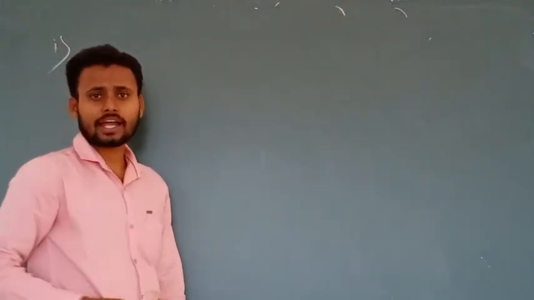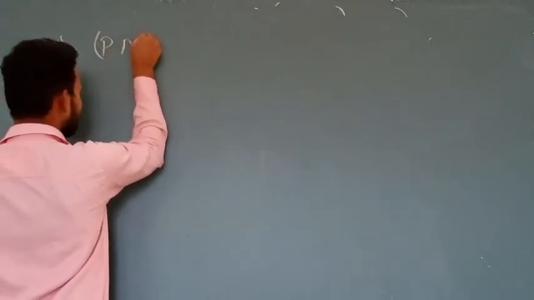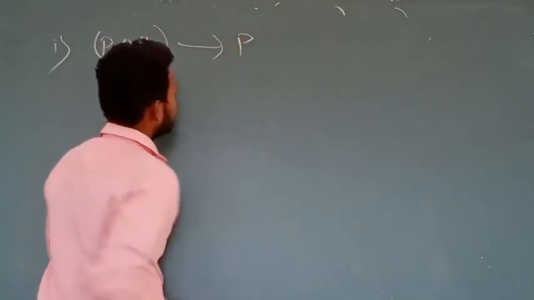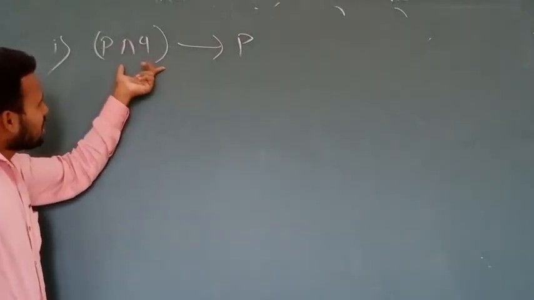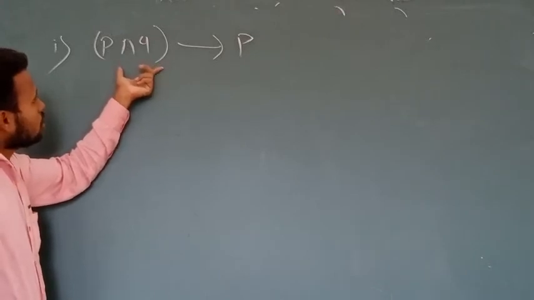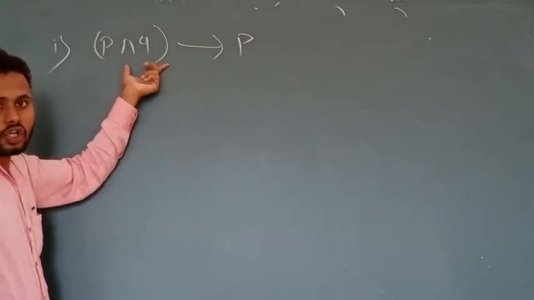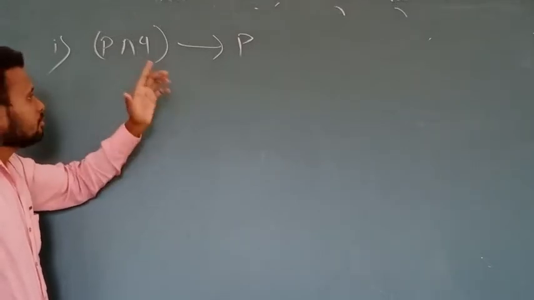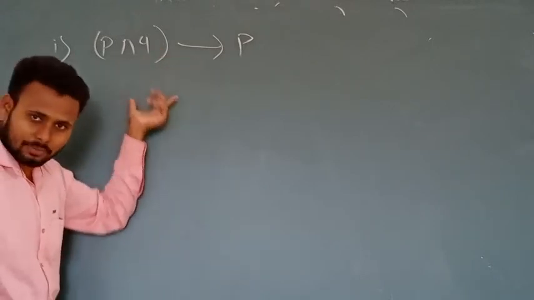Now for example, using the truth table examine whether the following statement pattern is tautology, contradiction or contingency. The example is (P conjunction Q) implies P. We have to examine whether this given statement pattern is tautology, contradiction or contingency. What do we do first? First we find out its truth table.